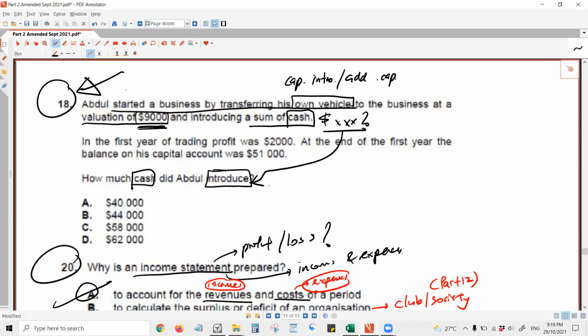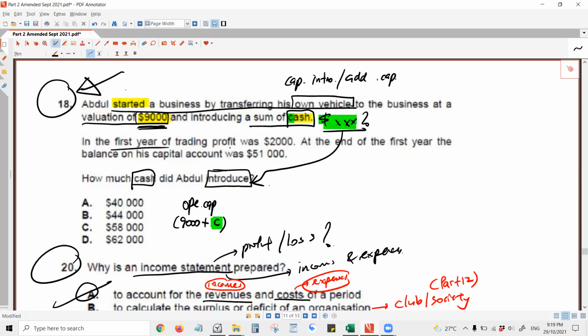These two together, we call it opening capital because it says started. Okay, this is opening capital. $9,000 plus some amount of cash that you do not know how much it is. I use the capital letter C to make it stand for the missing figure. Okay, C is the missing figure, which is the amount of cash which we do not know.